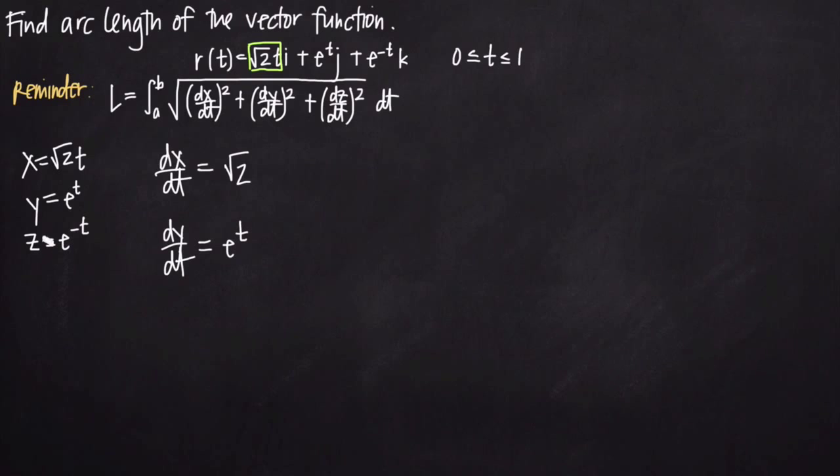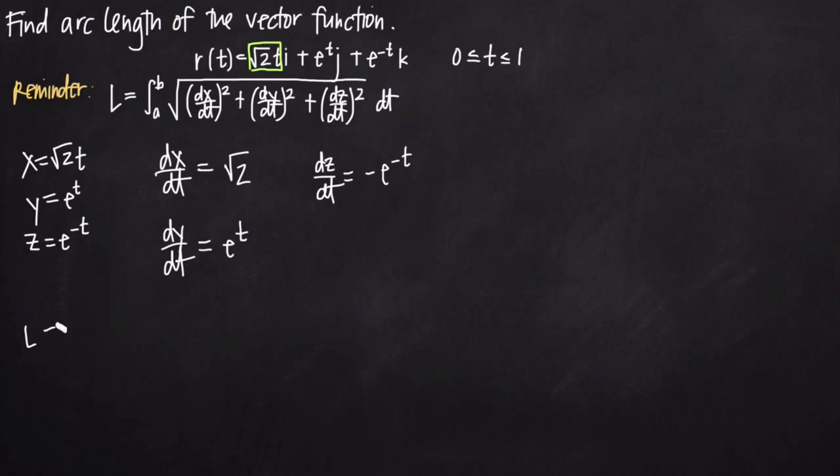And then taking the derivative of z, dz over dt is going to be equal to, now here we have to bring this negative 1 coefficient on the t down in front of the e, and we get negative e to the negative t for the derivative. So now we have all three of our derivatives. We can plug those into our arc length formula. For a and b, we have this closed interval from 0 to 1, so we're going to plug in 0 for a and 1 for b.